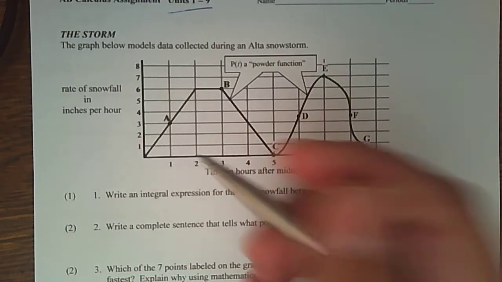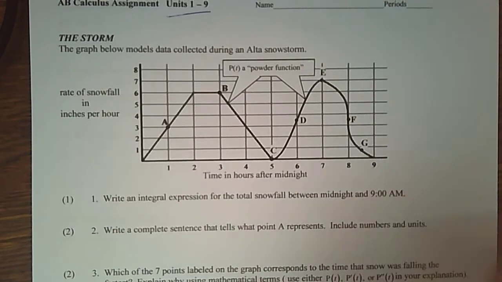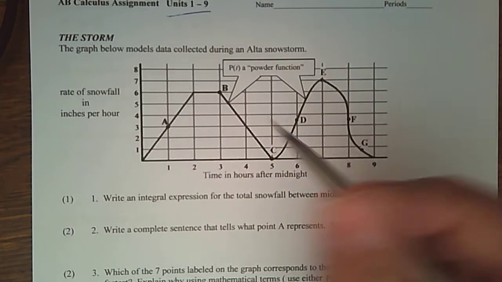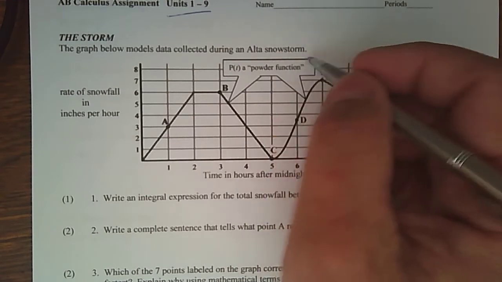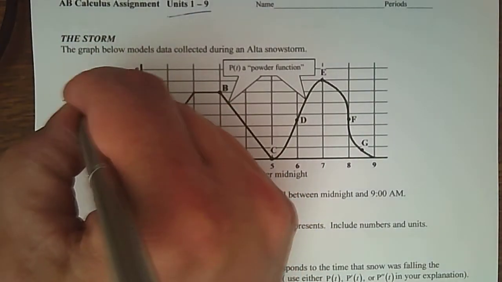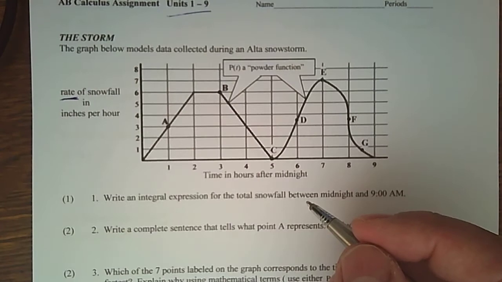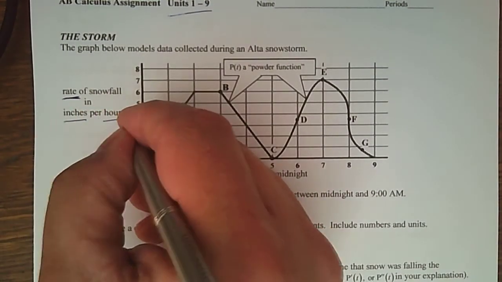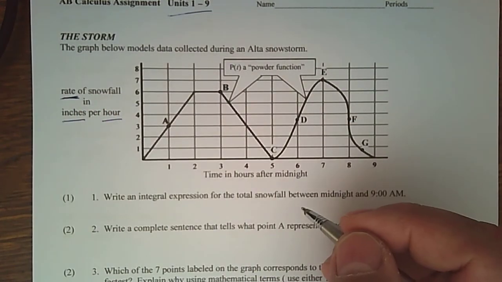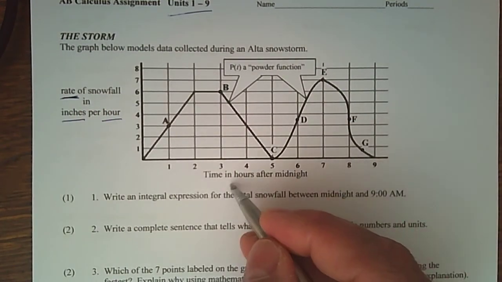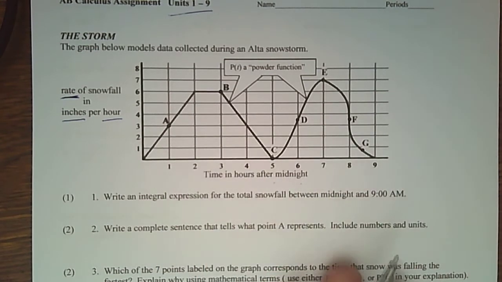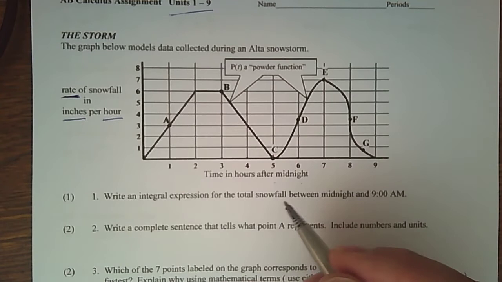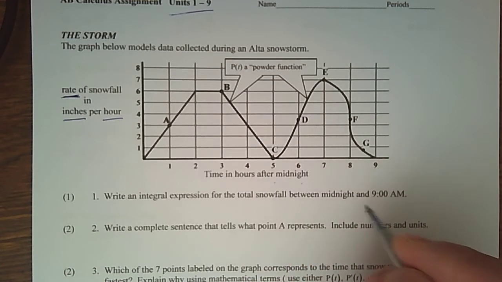So I want you to notice the first question here is understanding how to interpret a graph. The graph below models data collected at an Alta snowstorm. And it's important to know that what you're looking at is a rate, and the rate is in inches per hour. So we're going to keep that in mind. And the time is time in hours after midnight. So midnight, 1 a.m., 2 a.m., and so on. All right, write an integral expression for the total snowfall between midnight and 9 a.m.